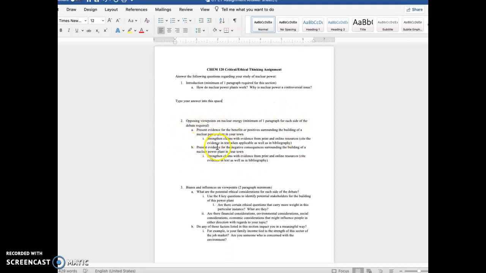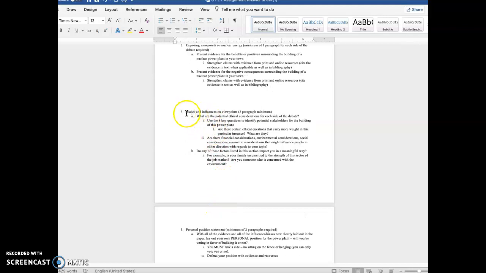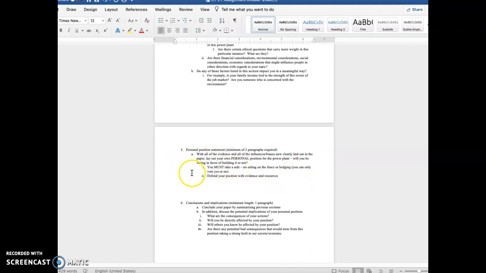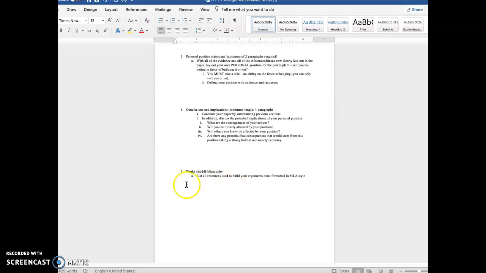Section 2, here are the opposing viewpoints. You have to have at least one paragraph for each side of the debate. Section 3, what are some biases and influences? Here's where you include your ethical arguments and your alternative arguments. So looking at not just the impact of the radiation potential or the nuclear power plant itself, but the financial considerations, the environmental considerations, the social considerations, the economic considerations, and how do these impact you? In Section 4, you're getting into your own personal position statement. What side of the argument do you come down on? Why do you choose it? And then wrapping things up and putting in your works cited.